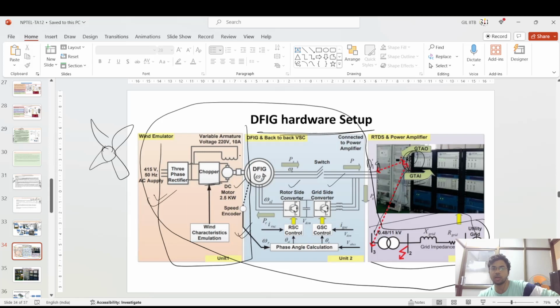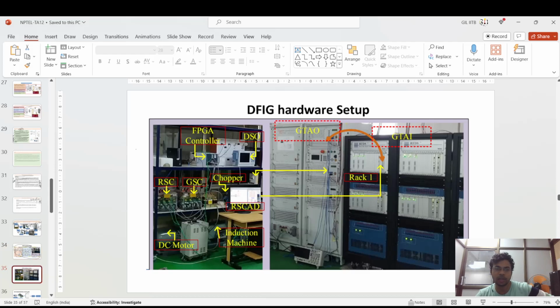This whole system can be emulated in one environment, that is, the D5G emulator is there. Then the GTAO and the GTAI cards are utilized for the conversion of digital to analog, based upon this power amplifier. And this is the actual setup: the GTAO card, RSC, GSC, chopper and the FPGA based control, DSO, RSCAD, induction machine, the DC motor. This is a whole setup for generating this wind simulator. Generally, it uses the coupled DC motor and induction machine, and the GTAI and the GTAO cards.